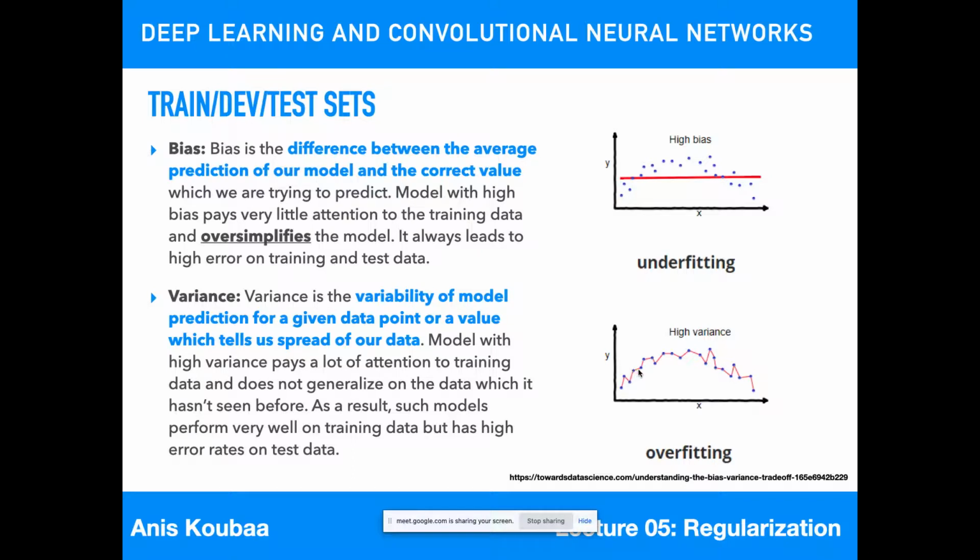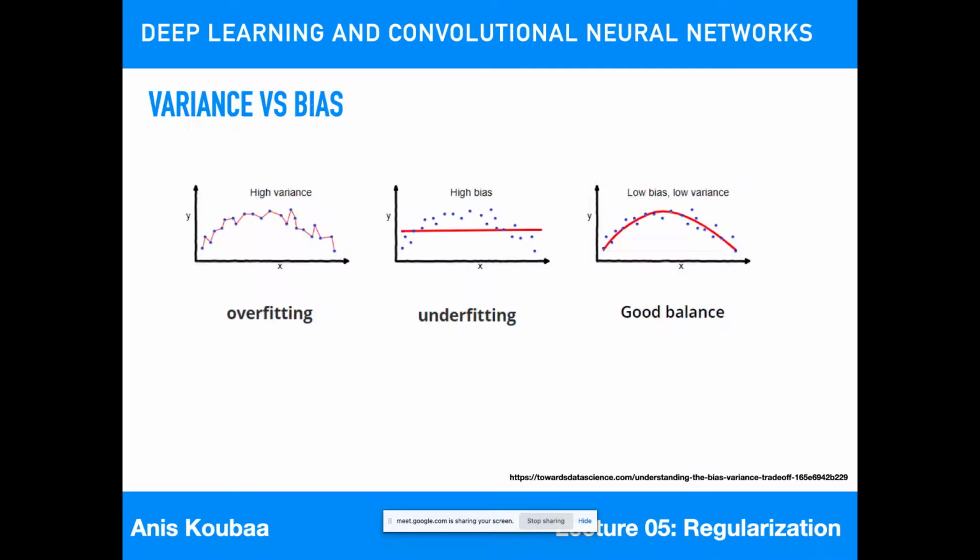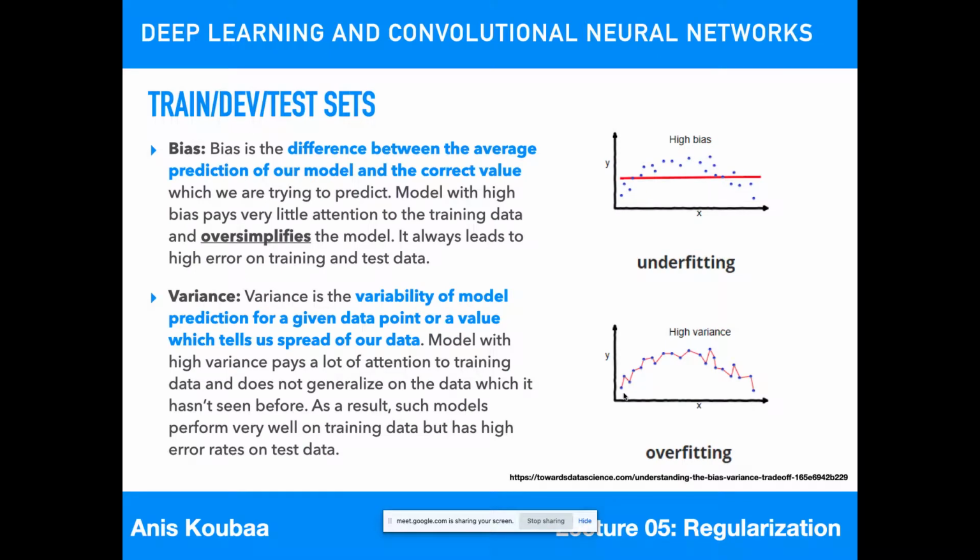Here there is a lot of variance in the prediction. The prediction here is different from the prediction here, which is different from the prediction here. However, here it's smoother. The transition between predictions is smooth. However, here it has high variance. So the model with high variance pays a lot of attention to the training data. The resulting model is very much tied to the trained data. However, it fails to generalize on data which it hasn't seen before. And this is the problem of overfitting.